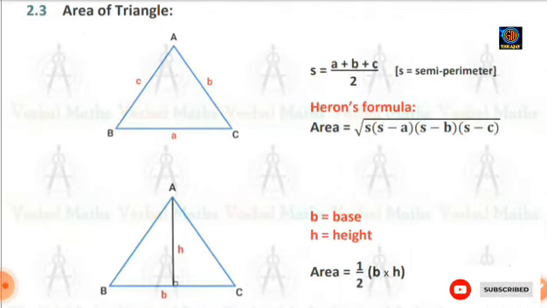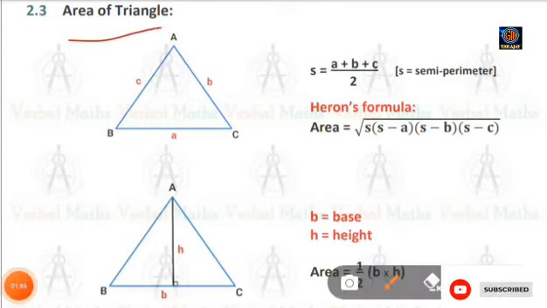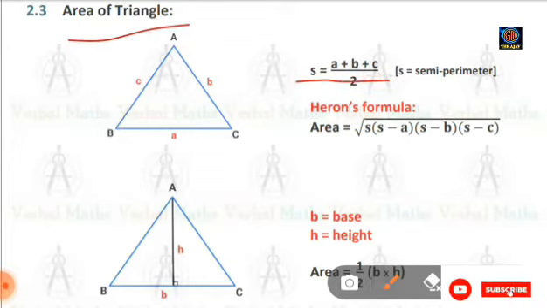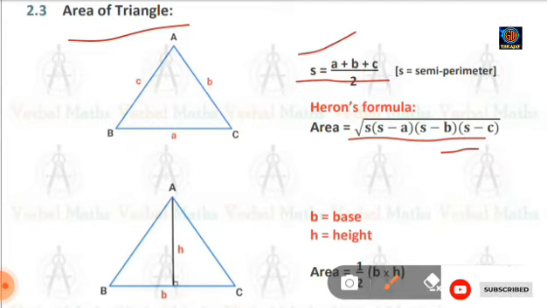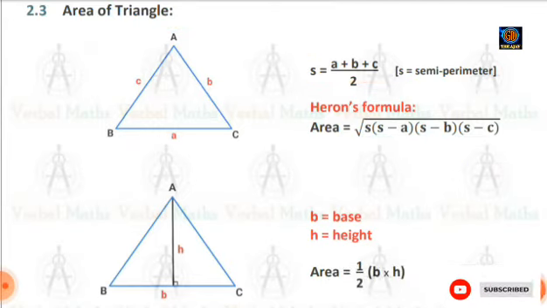Now the area of a triangle, how to find the area of the triangle. The well-known Heron's formula is here: root of s(s minus a)(s minus b)(s minus c), where s is the semi-perimeter. Now if it is in this form, then the area is 1 by 2 times base into height.